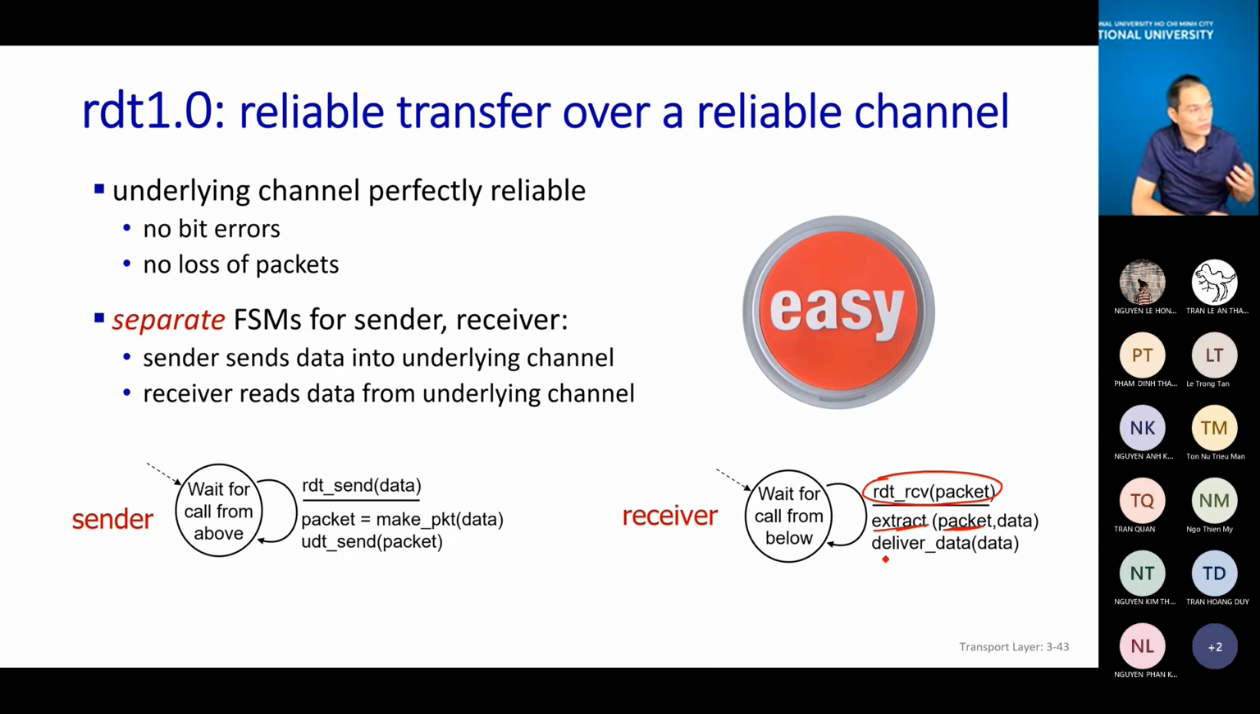So version 1.0 is very simple because we assume that the network is reliable. And this is in theory only, because there's no such thing in real life. There's no so-called reliable channel or reliable network in real life.